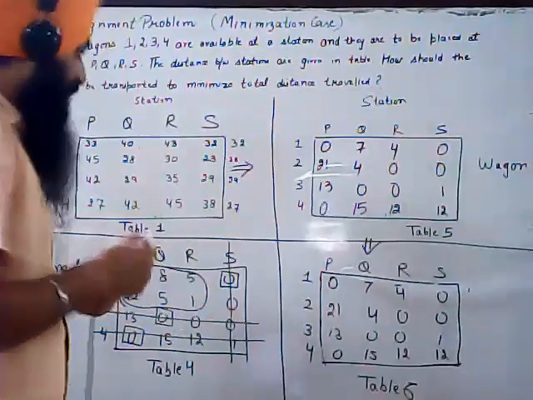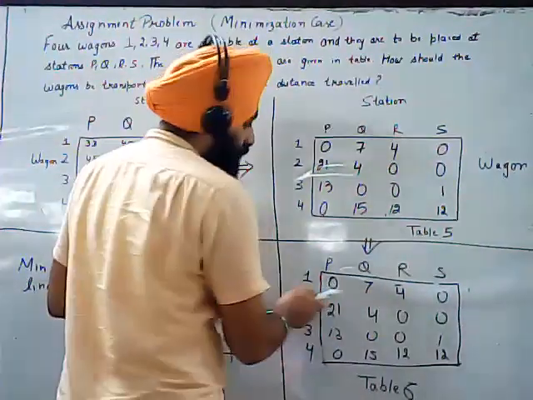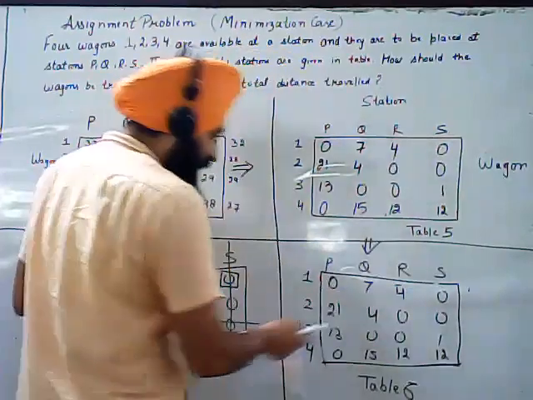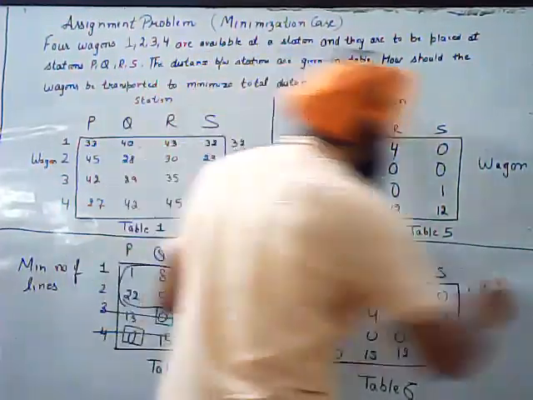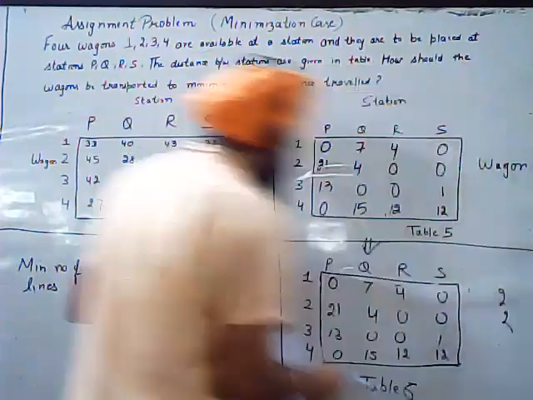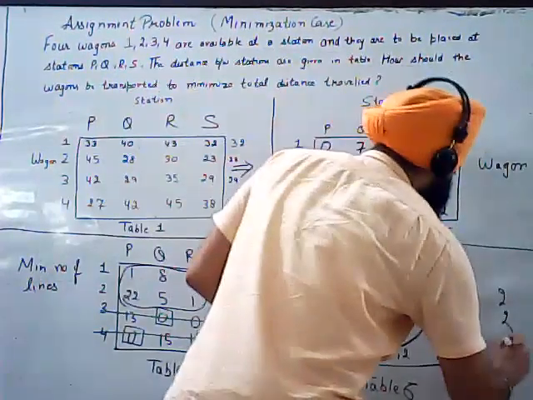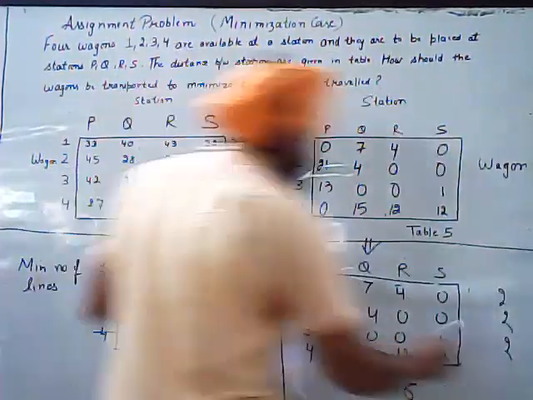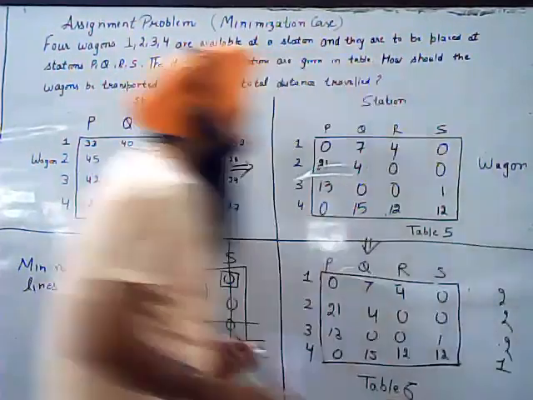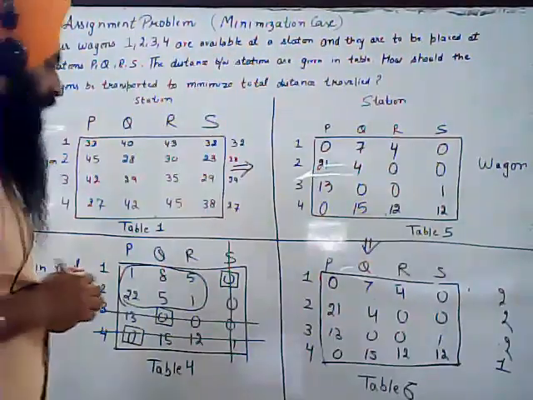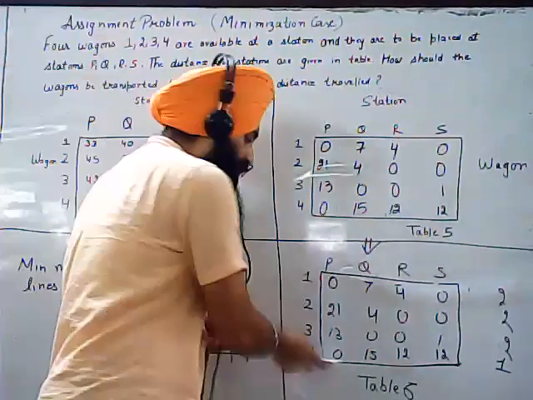Now we have to make the assignments again. In the first row, there are 2 zeros. In the second row, there are again 2 zeros. In the third row, we have 2 zeros. And in row number 4, we have only 1 zero. So first of all, the assignment will be made in row number 4.